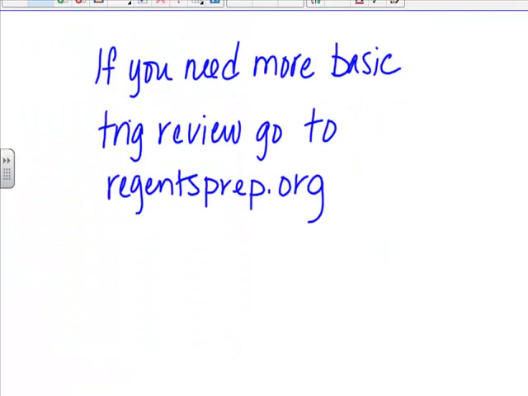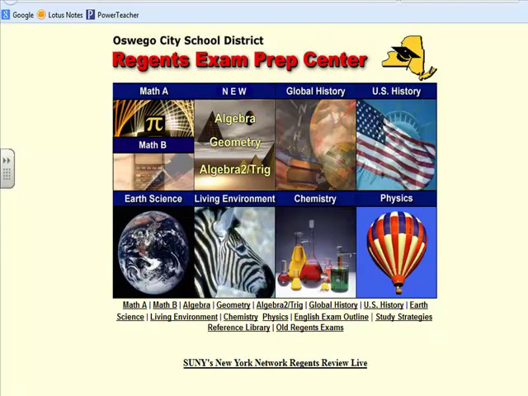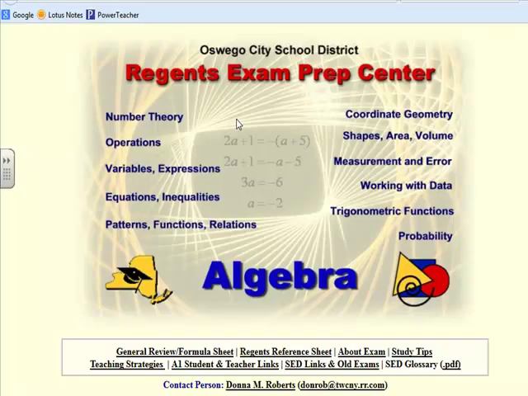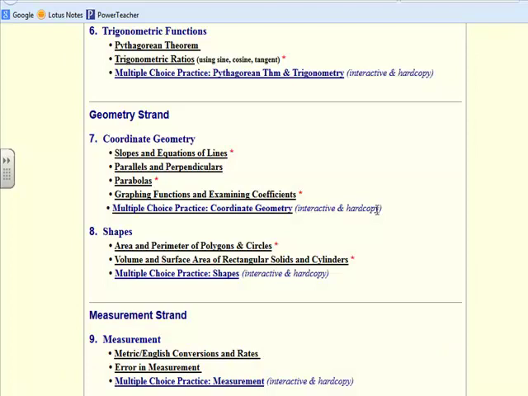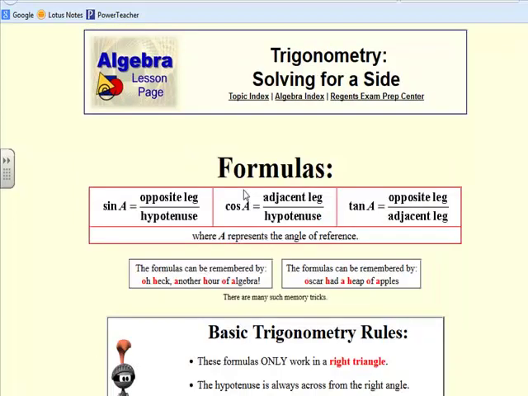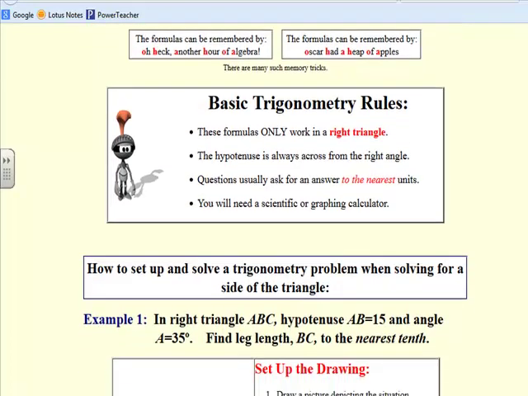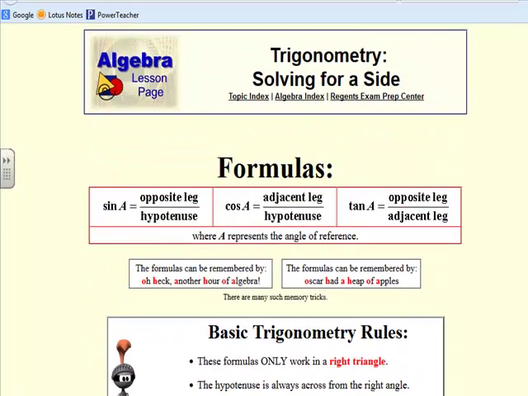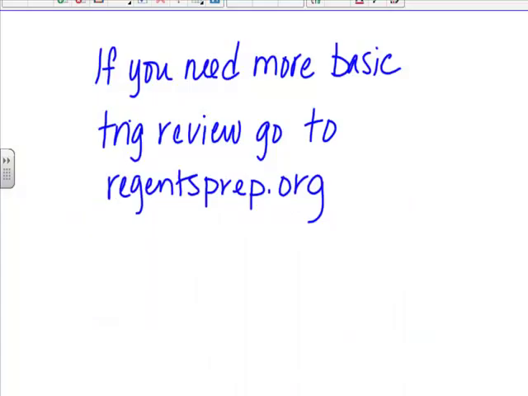If you don't, which is possible, I would recommend that you go to regionsprep.org, and I'll show you where to go. When you go to regionsprep.org, rather than clicking on Algebra 2 Trig, I would click on Algebra. Then I click on Trigonometric Functions. When you click on trigonometric ratios, you can go through all this old stuff that reminds you about sine, cosine, tangent, trig rules, and all kinds of practice. This class is dependent on you being able to deal with trigonometry without us doing a lot more review of that.